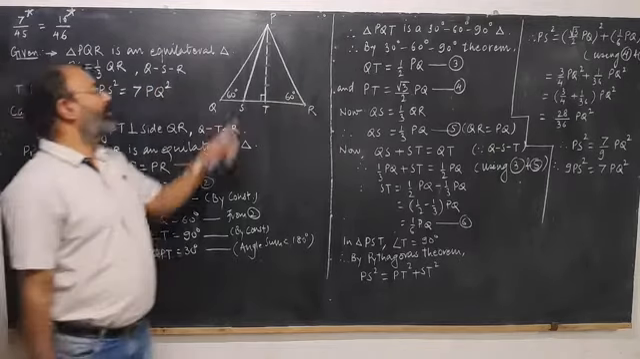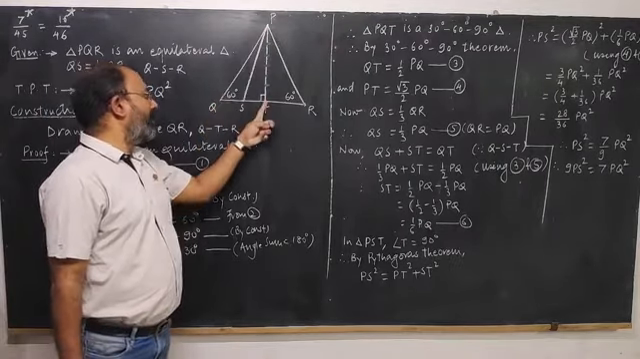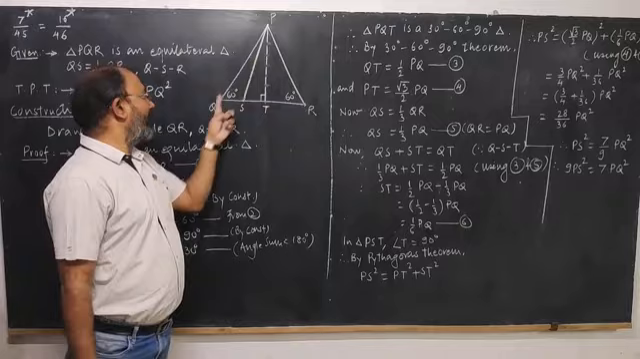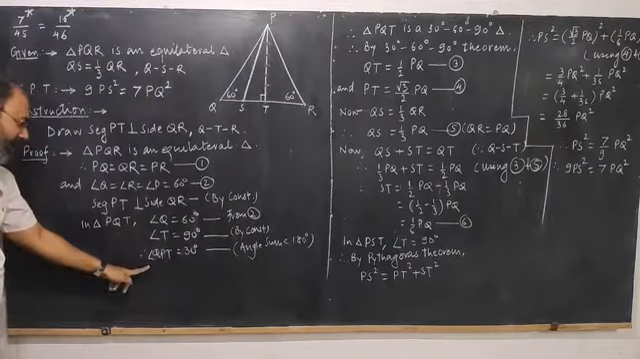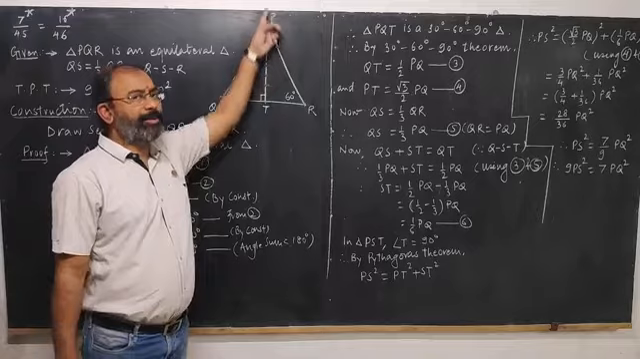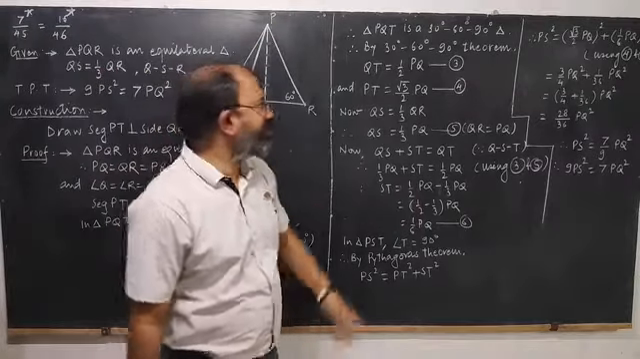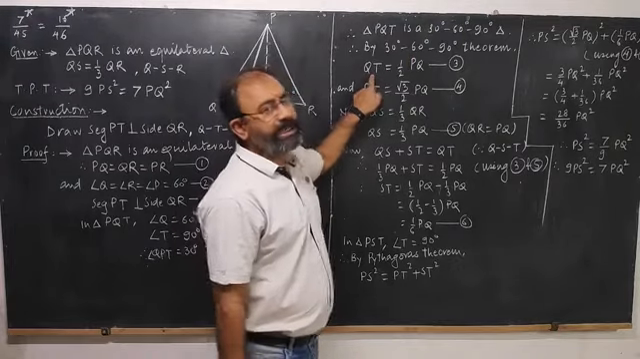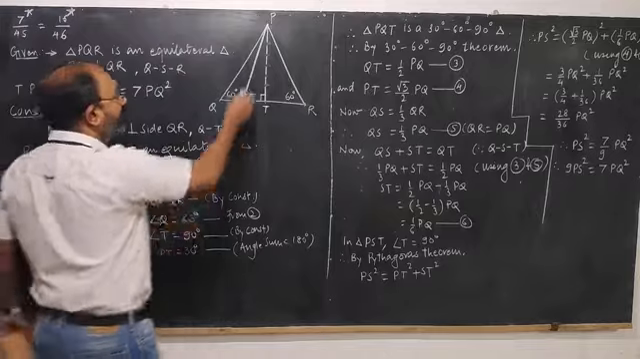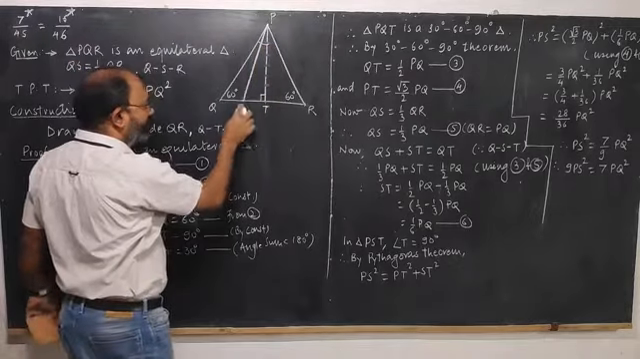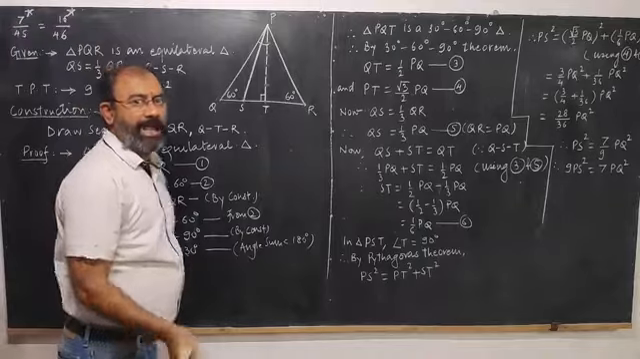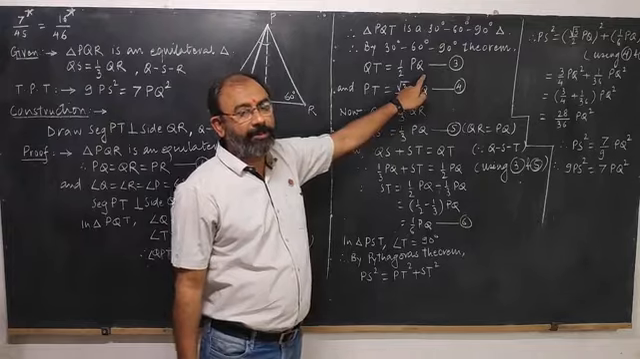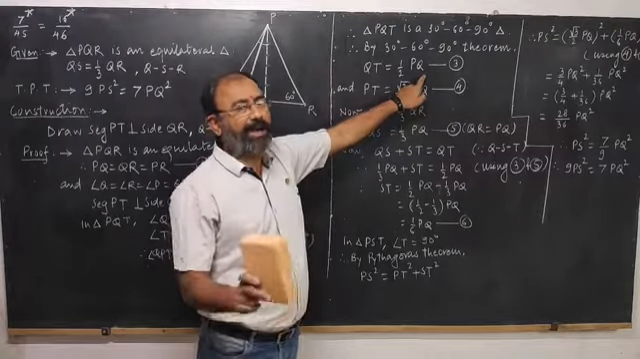Therefore, in triangle PQT, this angle is a 60 degree angle, this is a 90 degree angle. So the third angle, that is angle QPT, will be a 30 degree angle. Therefore, this triangle PQT becomes a 30, 60, 90 triangle. By the 30, 60, 90 triangle theorem, the side opposite to 30 degrees, that is QT, will be half of the hypotenuse PQ. We have written QT is half of PQ.